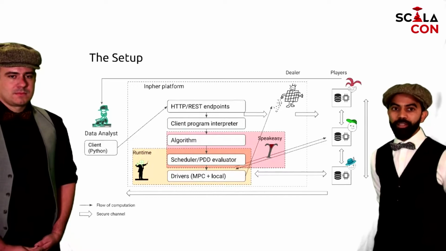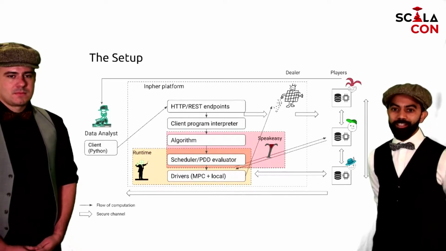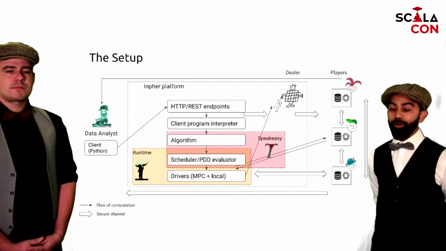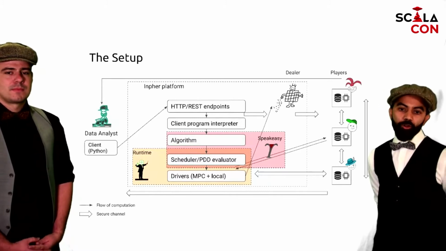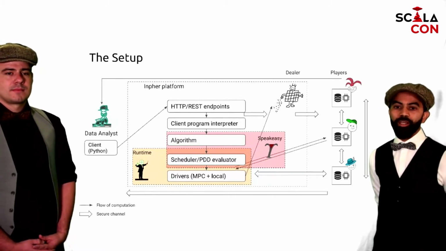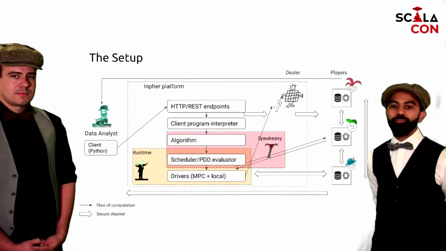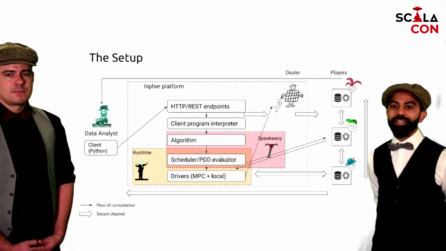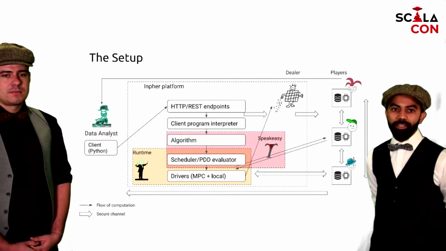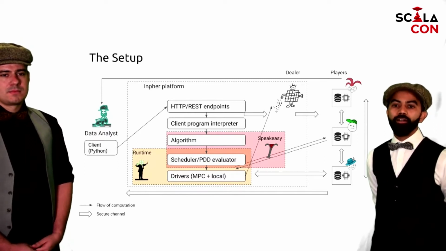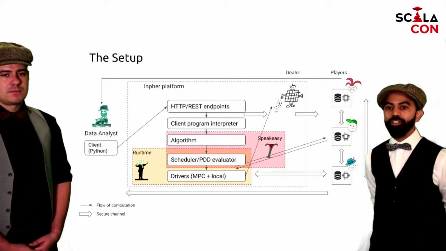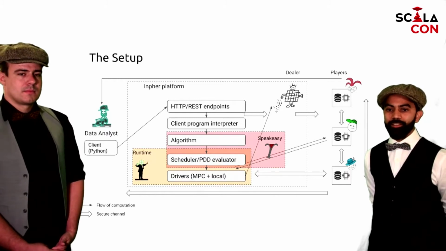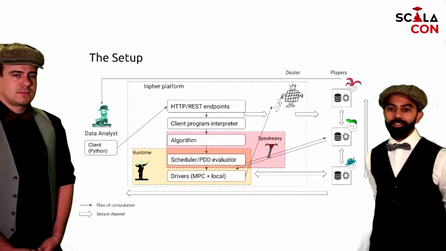Now, this program gets interpreted and gets translated into an algorithm, a privacy-preserving algorithm, which is, in fact, the Speakeasy program. This program then, as we said, gets fed to a scheduler or a PDD evaluator, which eventually schedules and plans the computations and sends the computations over to the players involved, and in the case of our multi-party context, potentially also to the trusted dealer to generate the randomness. At the end of the computation, results are sent back to the analyst directly. And all this is done through these secure channels as depicted here.